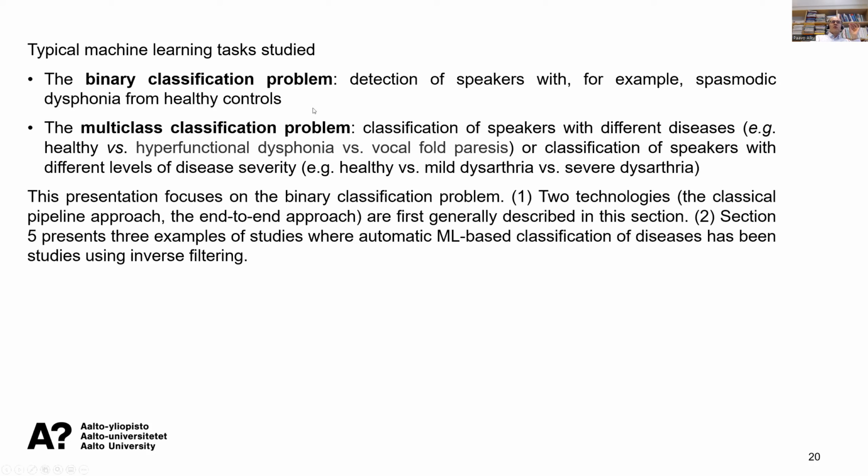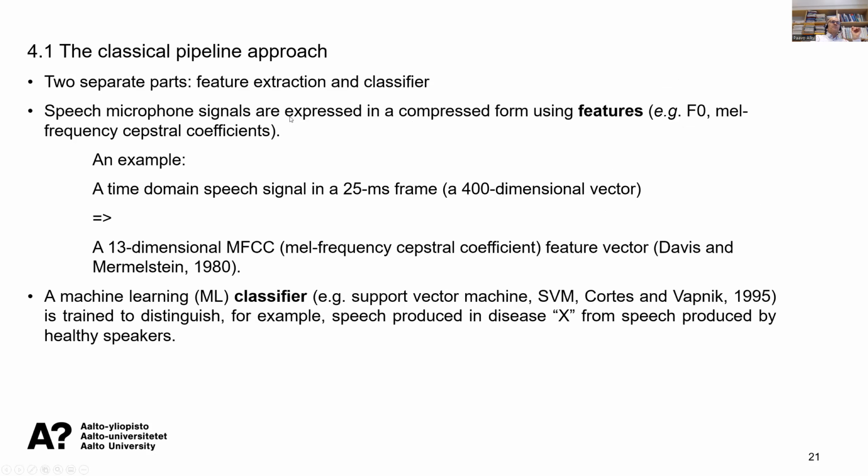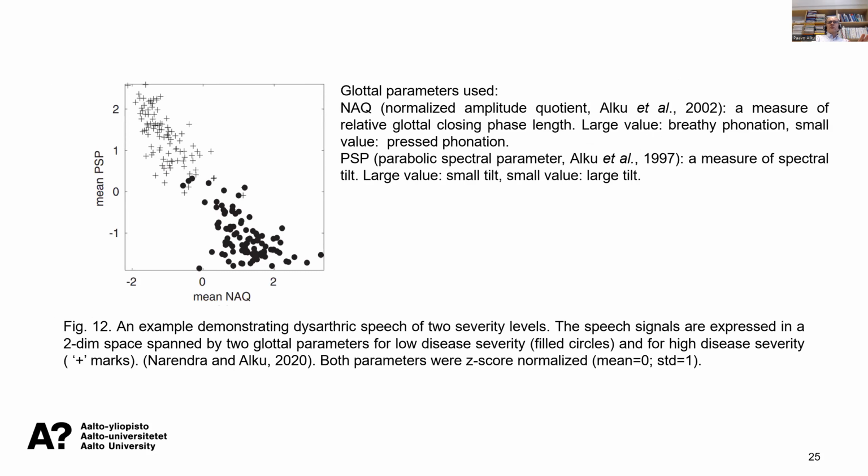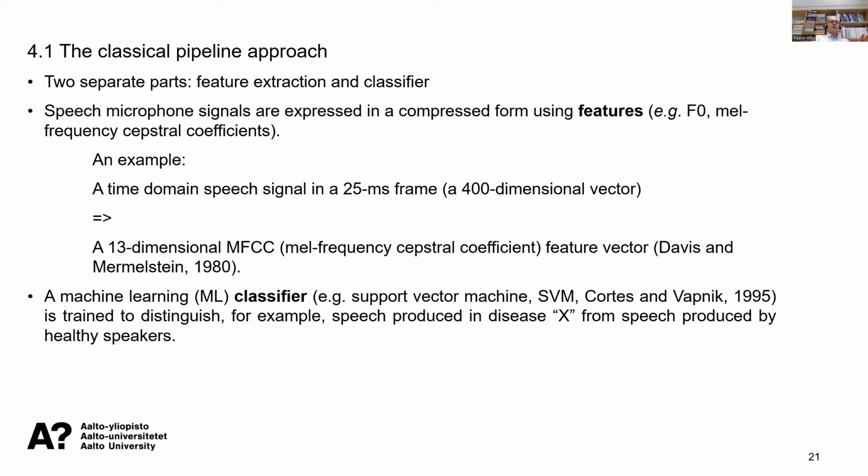So in my talk, I will only address this first problem, which is this binary classification problem. So what kind of techniques can be used at the moment in this area? They can be separated, in my opinion, into two parts. The first part is so-called classical pipeline approaches, and the second one is a little bit more modern, that's called end-to-end system. But let's first try to understand what is the classical pipeline system.